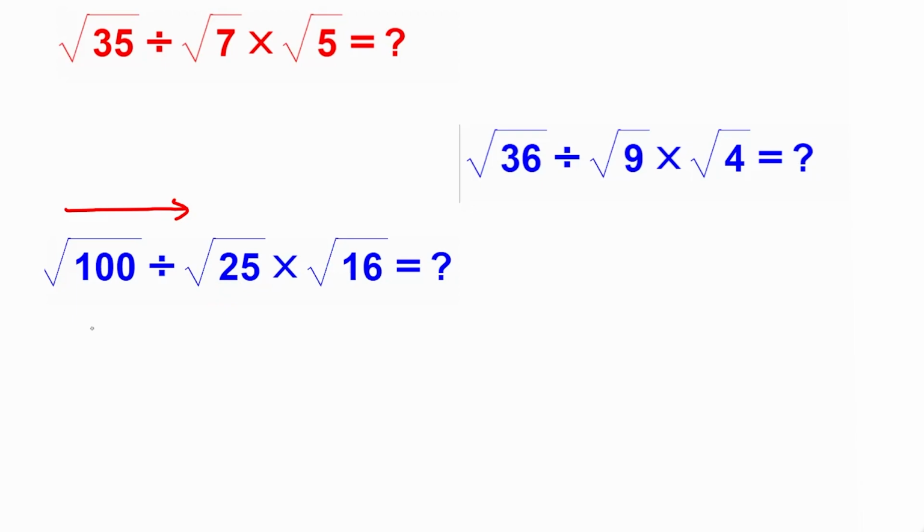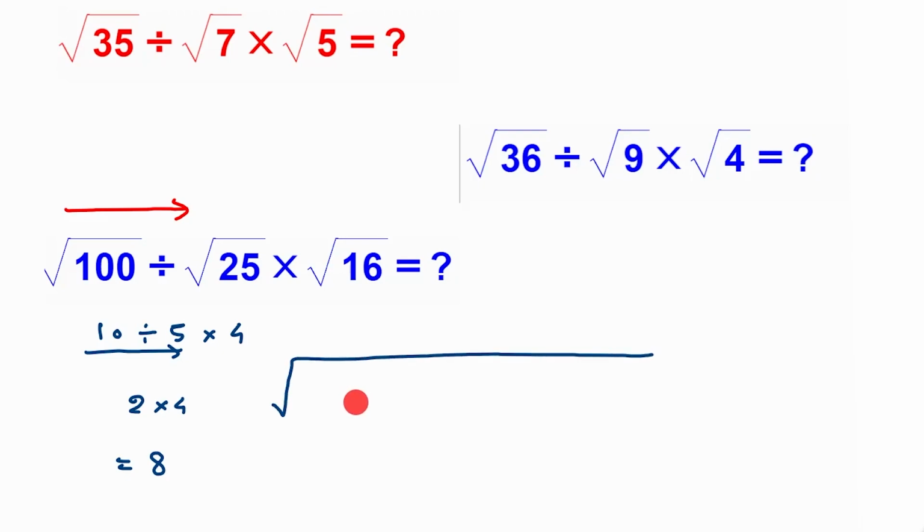So this is a simple one. Square root of 100 is a 10. Divided by square root of 25 is a 5. And we have to multiply the result by square root of 16, which is a 4. And obviously we have to do the division from left to right. 10 divided by 5 is a 2, multiplied by the 4, and the final answer is going to be 8. So obviously it's possible by a calculator, but we need this strategy.